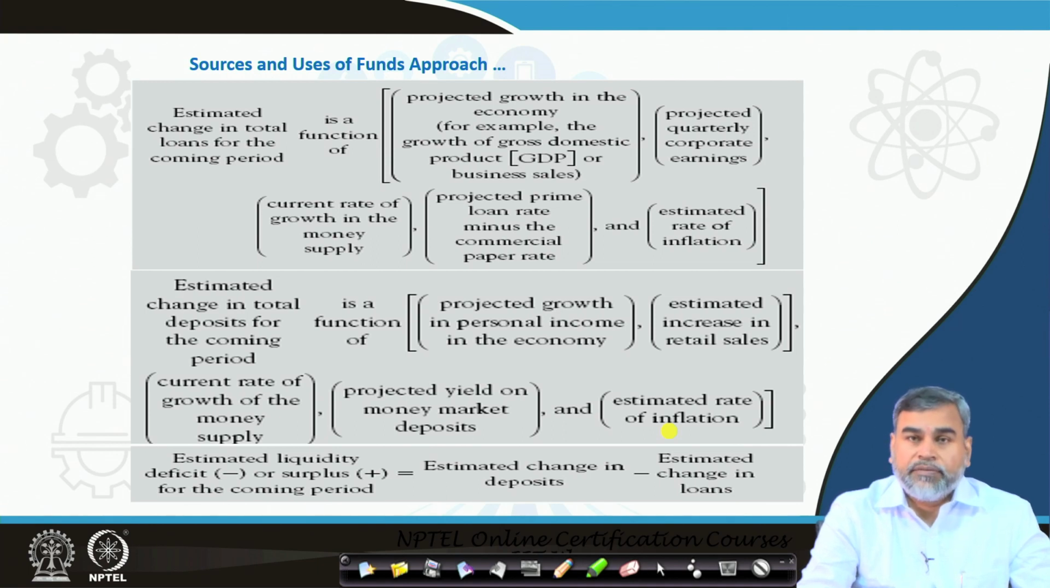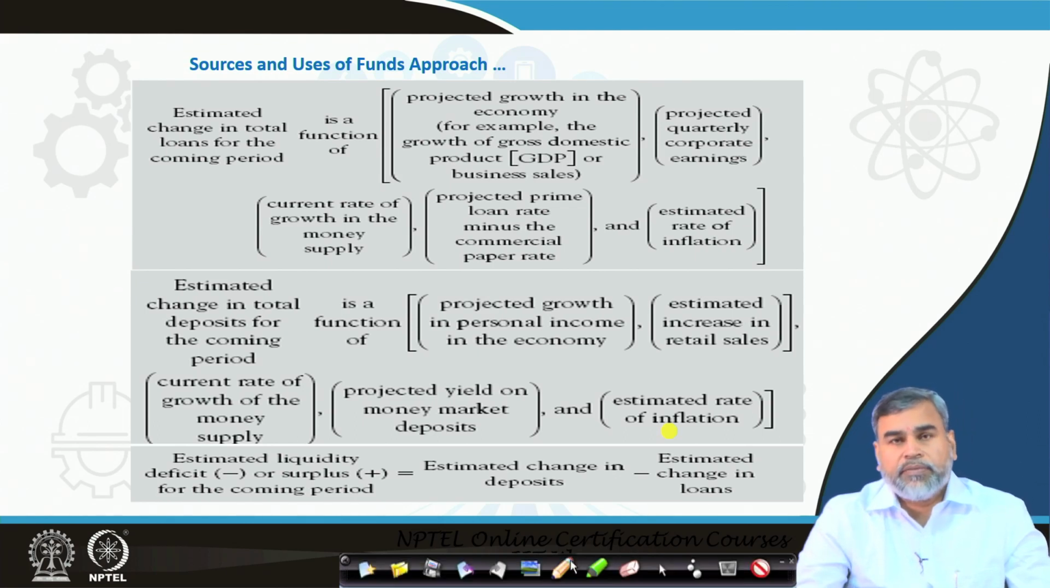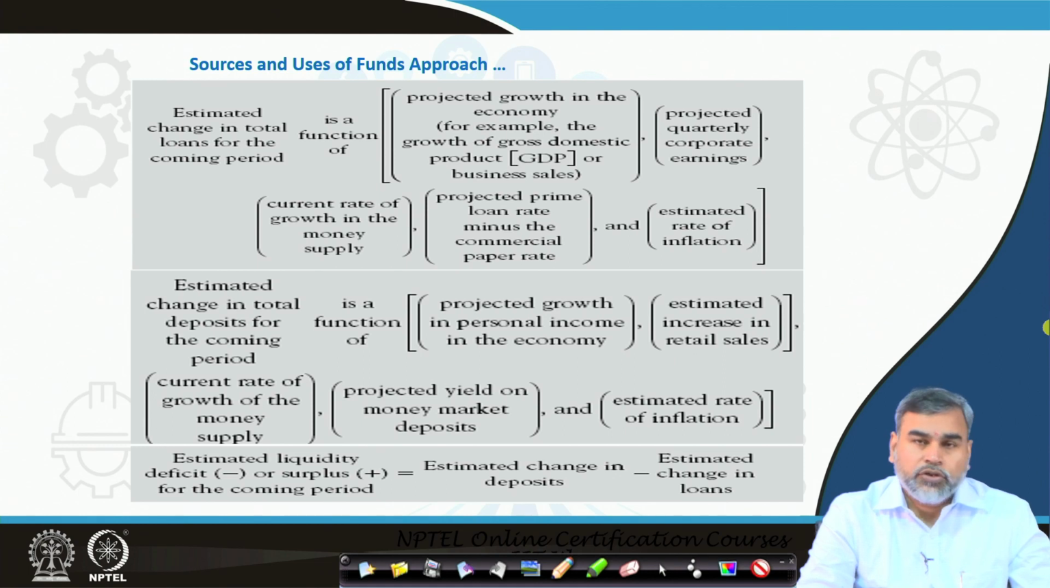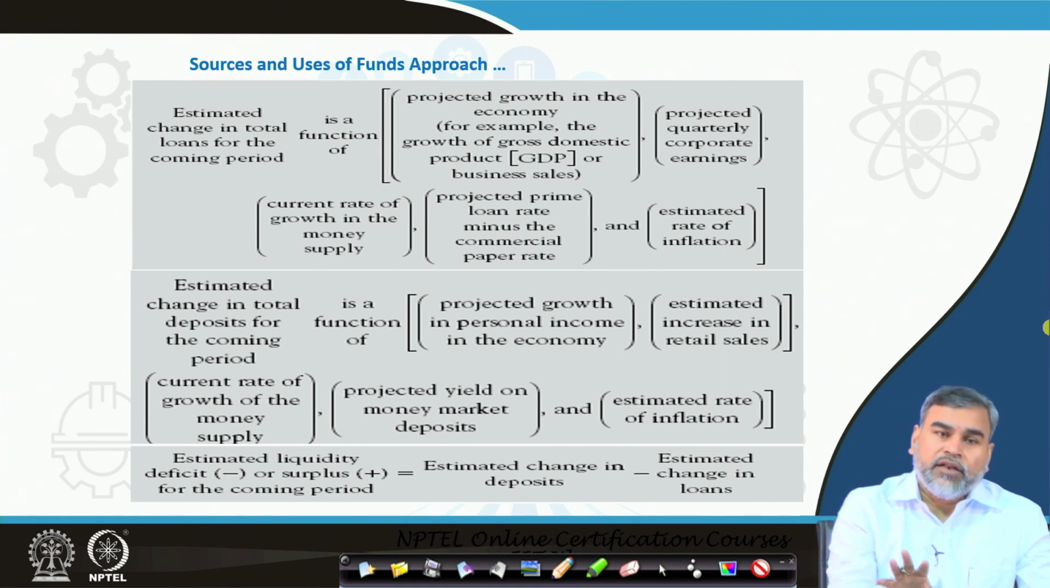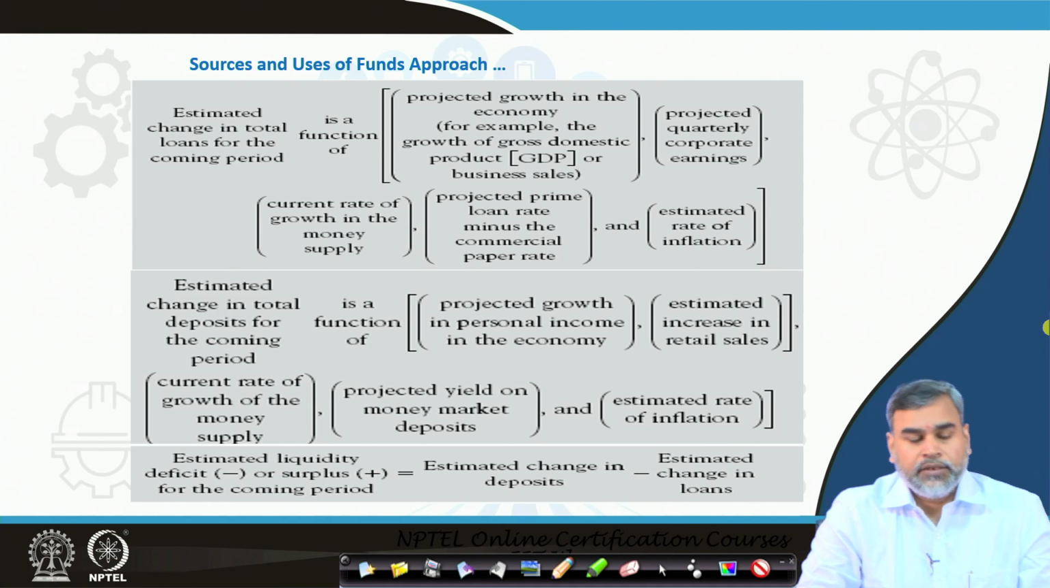Obviously, money supply is another factor. Already we know that there is a clear linkage between the aggregate money supply, the funding liquidity, and the organization's funding liquidity. Then the projected yield on money market deposits, how much return we are expecting on the deposits we are making in the money market. Then the inflation rate is a common factor which affects the lending or loan business as well as the deposit business.